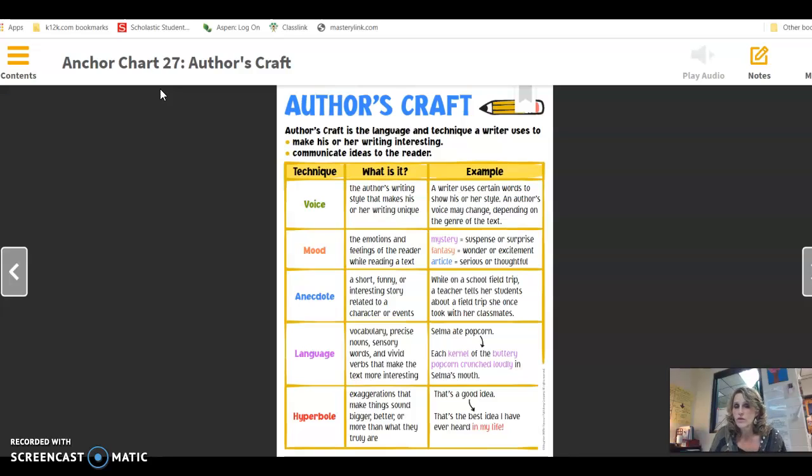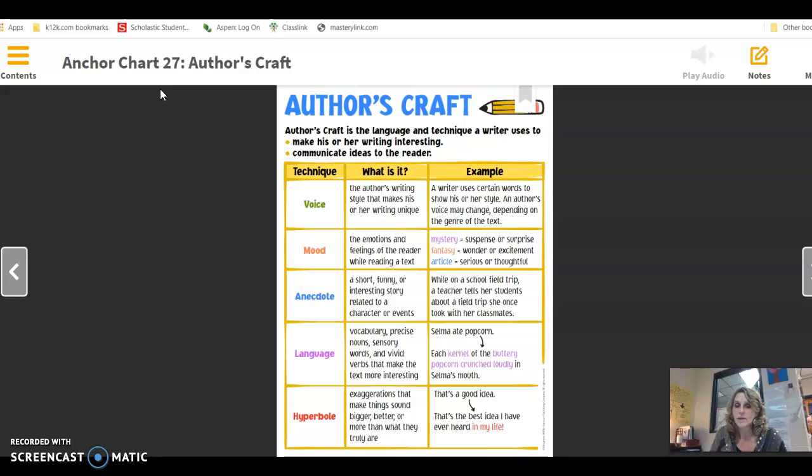Language. This is the vocabulary, the precise nouns, the sensory words, which are words that deal with your senses, and vivid verbs that make the text more interesting. Selma ate popcorn is just kind of a plain way to say it. Now let's look at adding in some interesting details to make it a little more filled in and a little more descriptive. That would be our language. Each kernel of the buttery popcorn crunched loudly in Selma's mouth. Now, if you're reading a story, the second one would definitely be more interesting because it's filled with all types of language to increase the understanding and to make the sentence better.